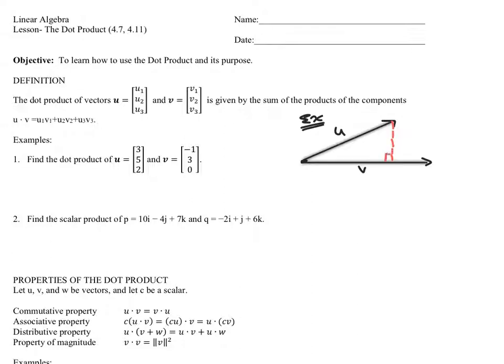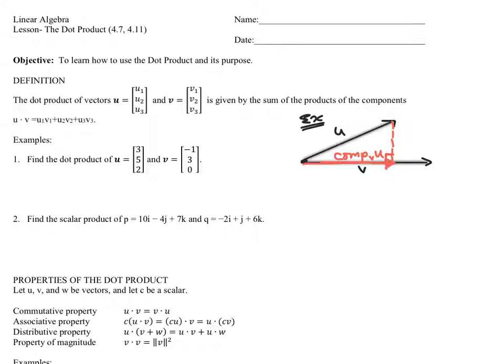Still poor quality, but then this component, it's a vocabulary word, this is the component of u acting in the direction of v. All right, so there is a portion of u that's contributing to v.